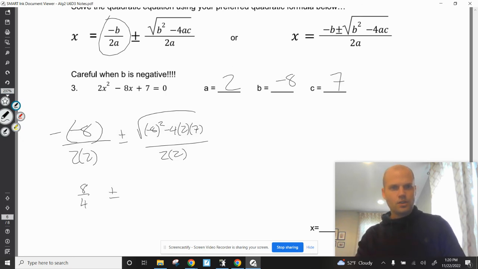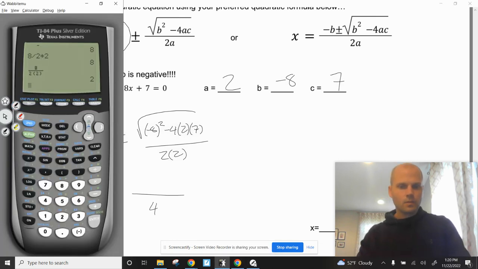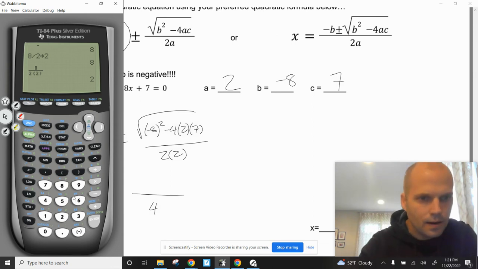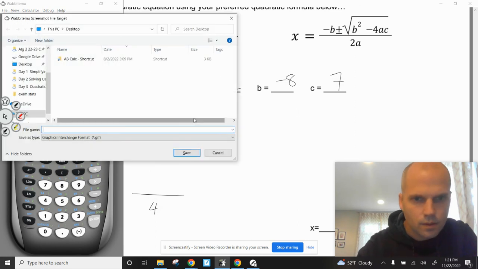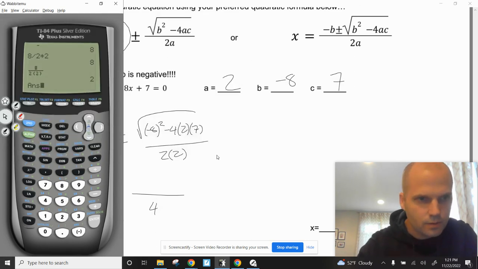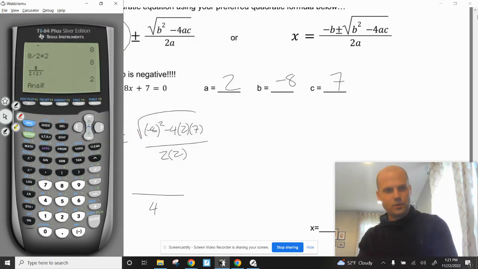This is some square root over 4. Let's figure out what's in the square root. Got to figure out how to use parentheses. I don't know the shortcuts. All right. So anyways, negative 8 in parentheses squared, minus 4 times 2 times 7, is root 8. Great.